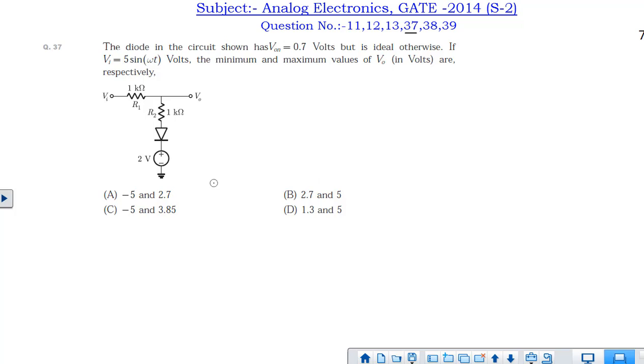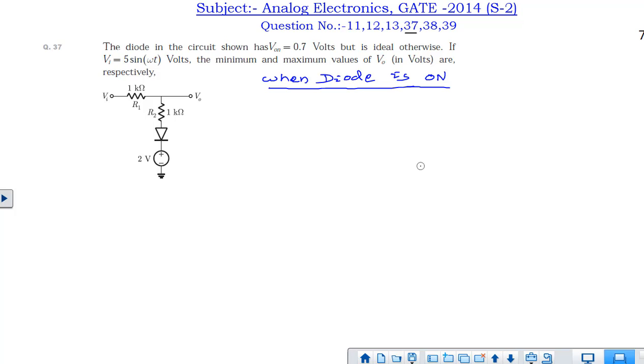Okay, we will see what the voltage is when the diode is on, and what the voltage is when the diode is off. First, when the diode is on, a current I will be flowing through the circuit. So let I be the current flowing through the circuit. Then we can apply KVL to find out the output voltage. The output voltage is equal to I into R2 plus 0.7 plus 2.